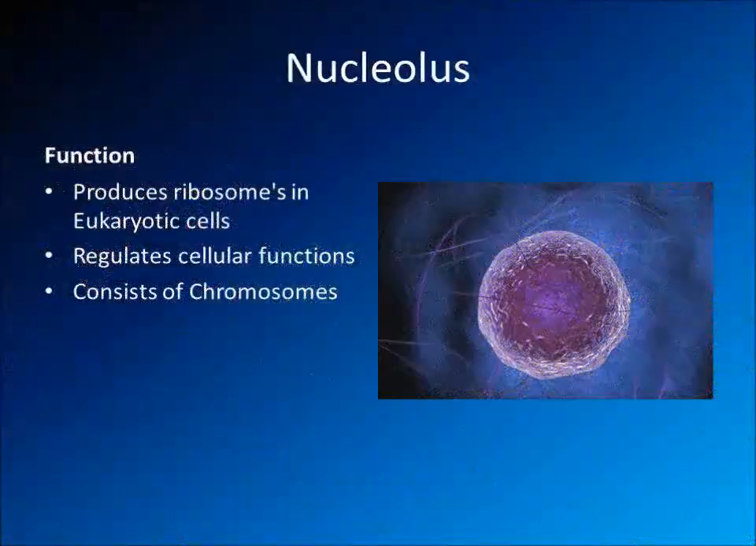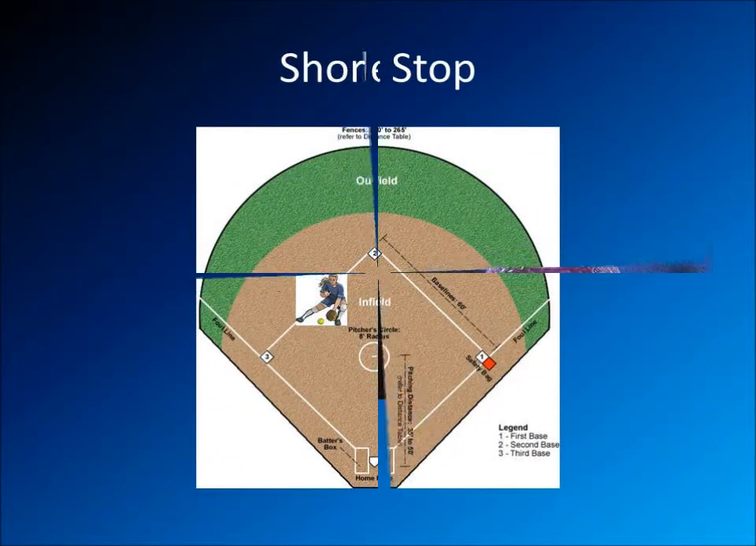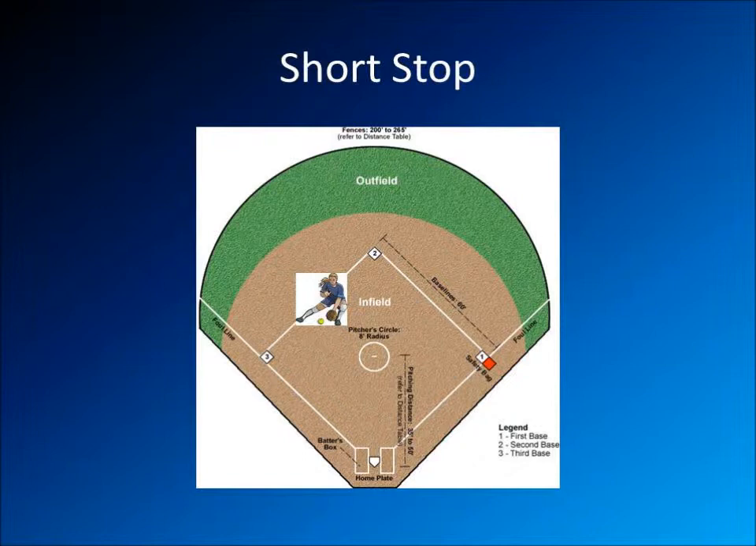The nucleolus. Function: produces ribosomes in eukaryotic cells, regulates cellular functions, and consists of chromosomes, which are strands of tightly knitted DNA. We compared the nucleolus to the shortstop.